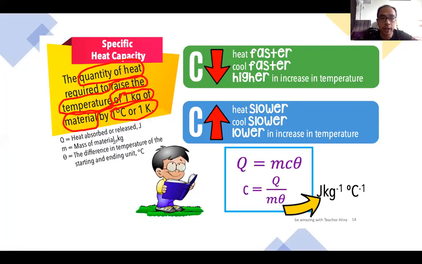Yeah, let me get back to this. Okay, so we specify the words 1 kilogram of material. In terms of the formula, Q is the amount of heat. Q refers to the heat energy, whether it is absorbed or released. So heat energy is equal to the mass of an object times the specific heat capacity times the difference in temperature. Kalau kita ikut yang formula tadi kan, it should be Q equals to mc delta theta, because delta theta is the difference in temperature.